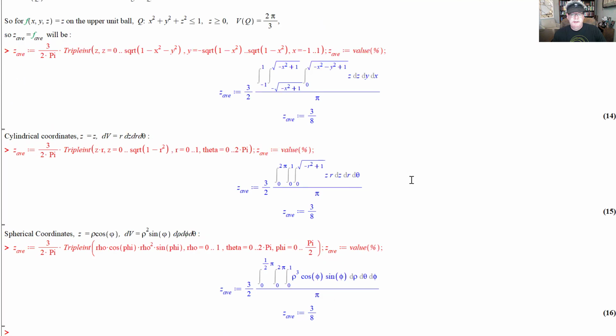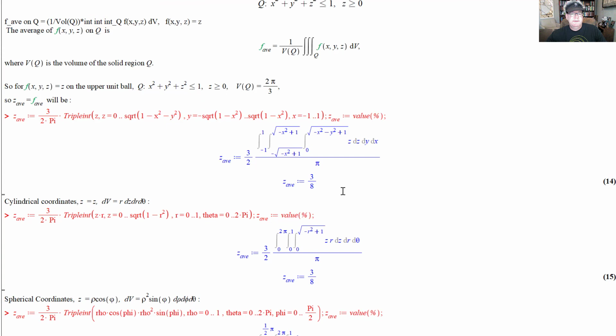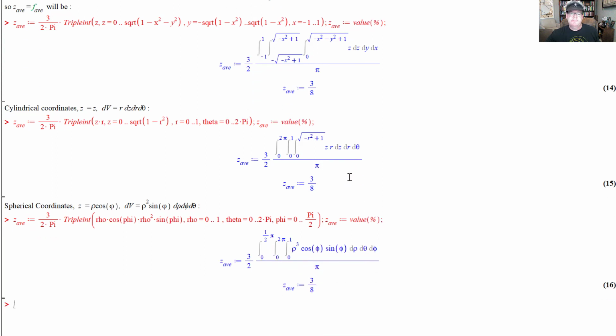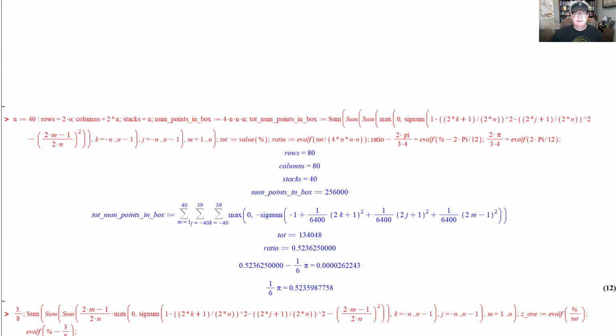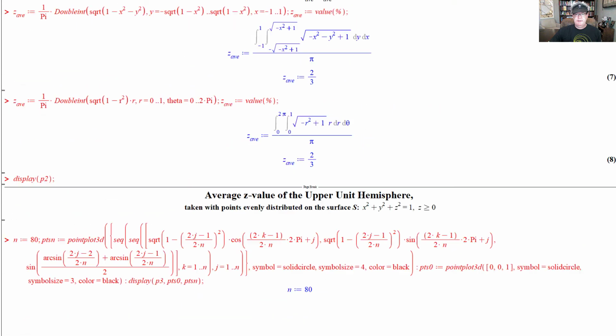3/8. That was rectangular. Here we are in cylindrical and spherical. So integrate z dV, so z dV for the hemisphere. And then divide by the volume, 2/3 pi. z dV in cylindrical and z dV in spherical. So that's a way to visualize some of these different integrals we have.